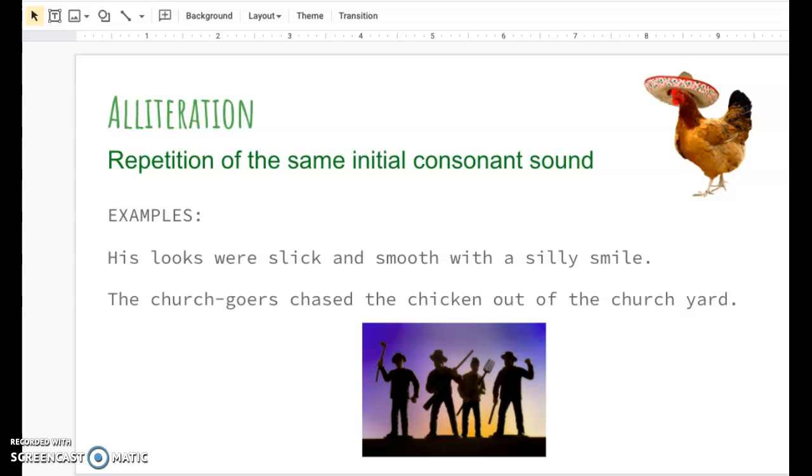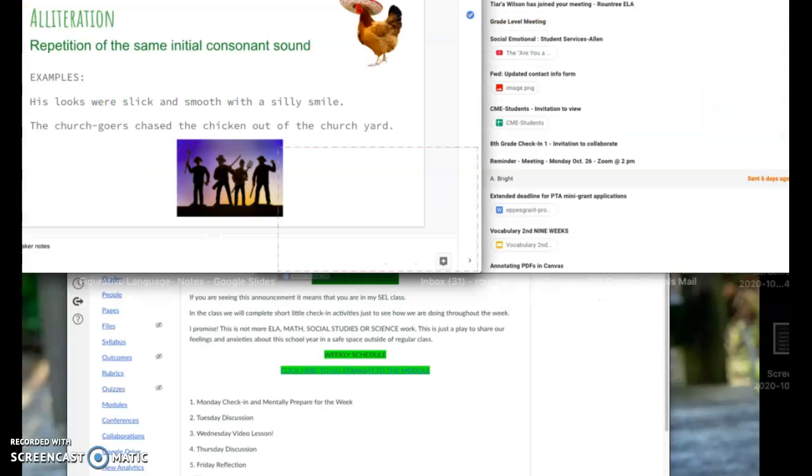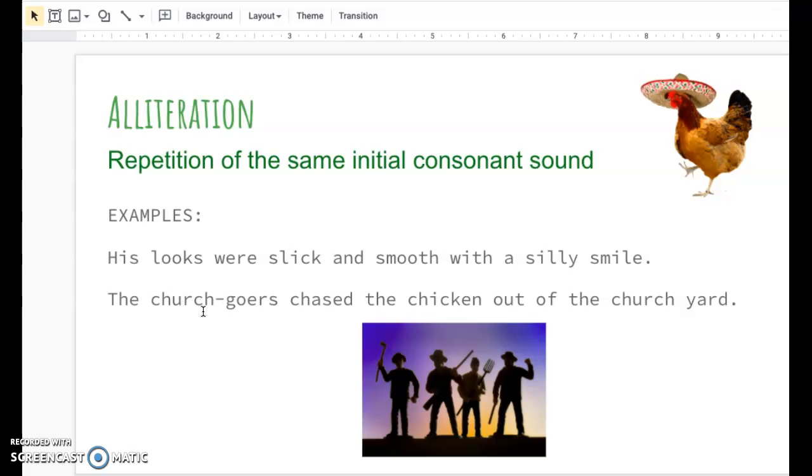Okay? So my example up here is: he looks slick and smooth with a silly smile. So I have that repetition of that sound, and more importantly, there's that repetition of that blend, that SM. I think that's how you would say that, that SM noise. Next: the churchgoers chased the chicken out of the churchyard. So we have that CH, that hard CH going together.